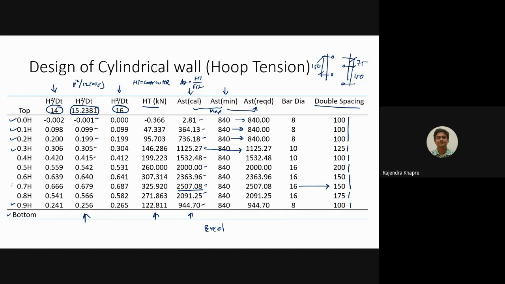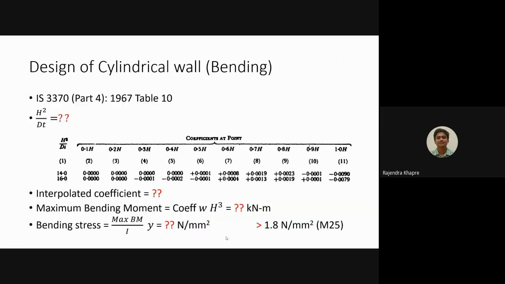Yes, sir. Okay, so this was the hook tension part. Now let us talk about the bending. For bending we have to use table number 10 of IS 3370 part 4 1967, and here the h square by dt value will remain same.